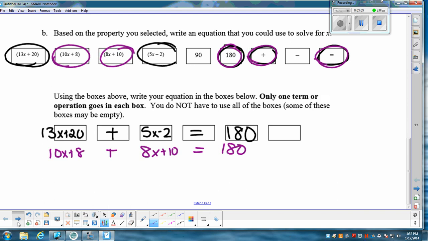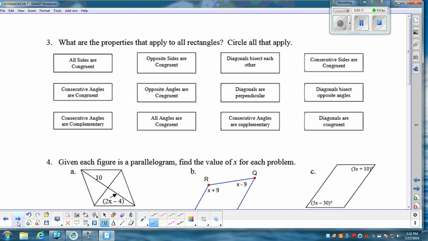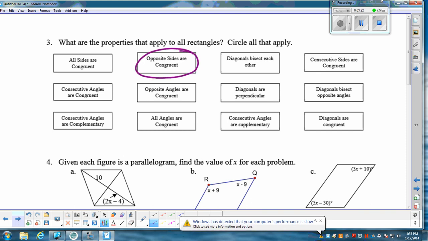We go to the next page and we look at number 3. What are all the properties that apply to all rectangles? Well, since a rectangle is a parallelogram, we know opposite sides are congruent. We know diagonals bisect each other. We know our consecutive angles are supplementary. And we know our opposite angles are congruent.